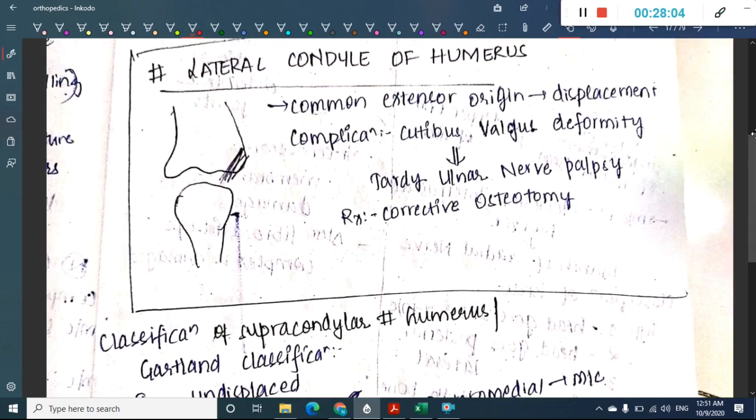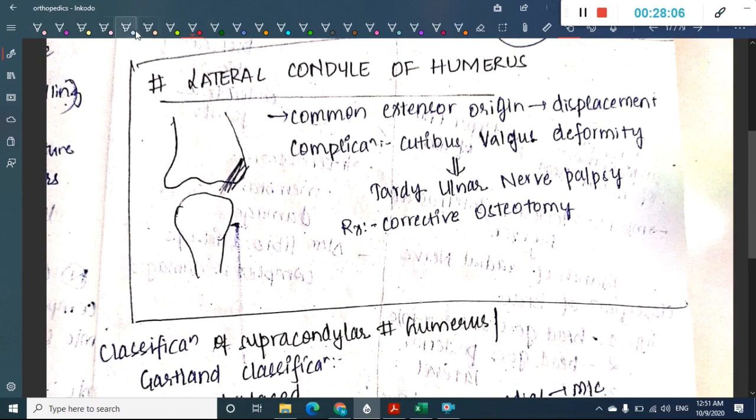Next, the next fracture which is seen in the humerus is the lateral condyle fracture. What is this fracture of the lateral condyle of humerus? Here we have the common extensor origin. The common extensor origin is attached at the site of the fracture. Okay, this common extensor origin will cause displacement of the lateral condyle of humerus.